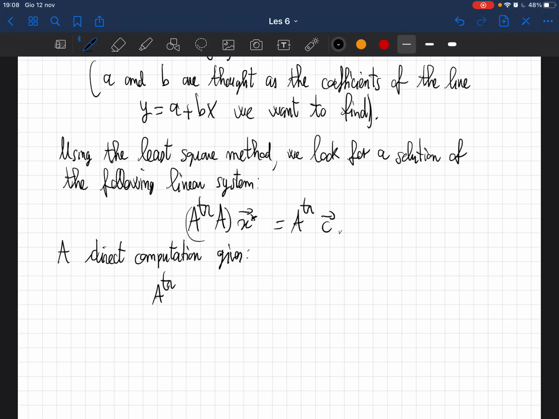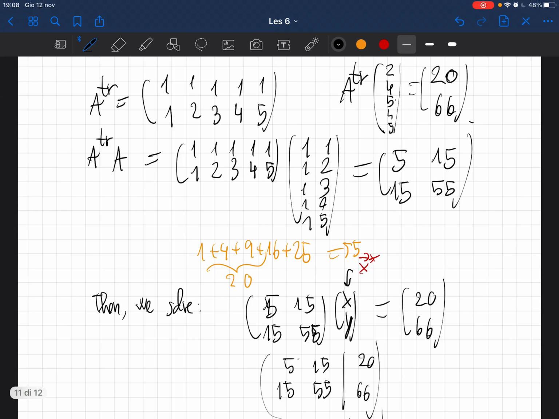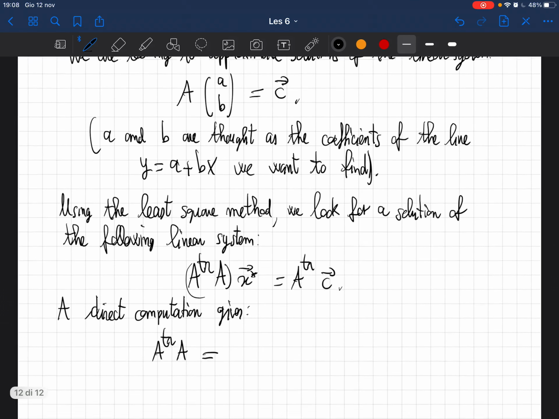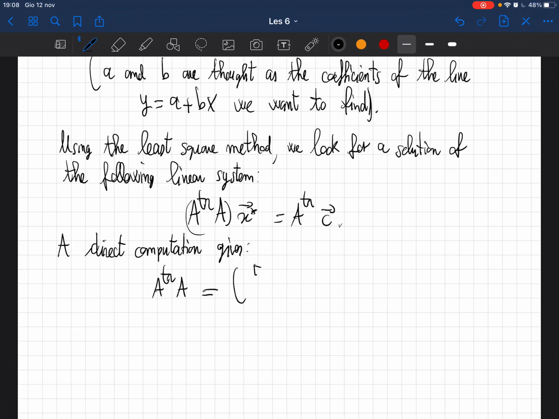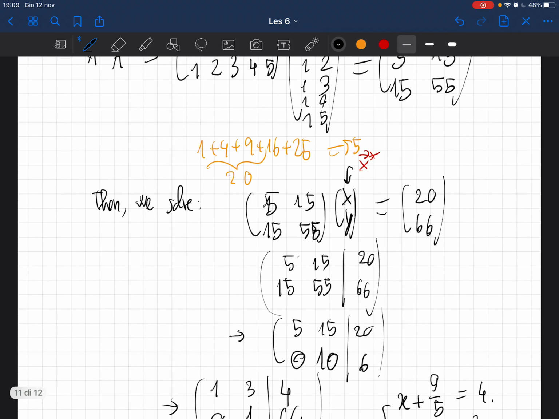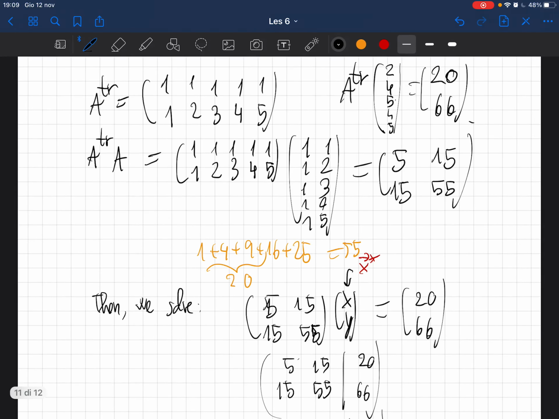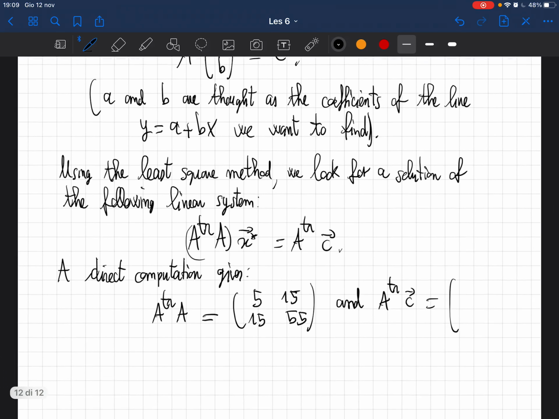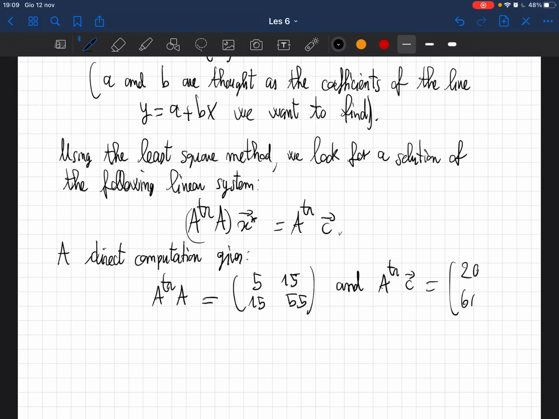gives, well, A transpose A is equal to 5, 15, 15, 55, and equal to, what is it? 2066.